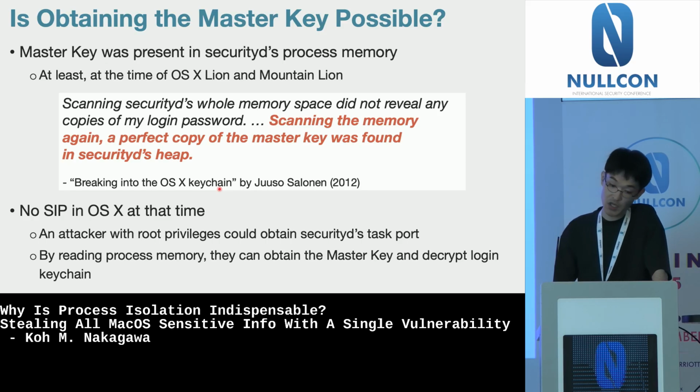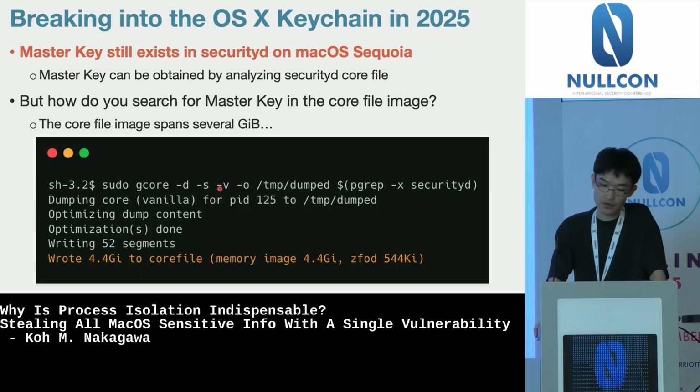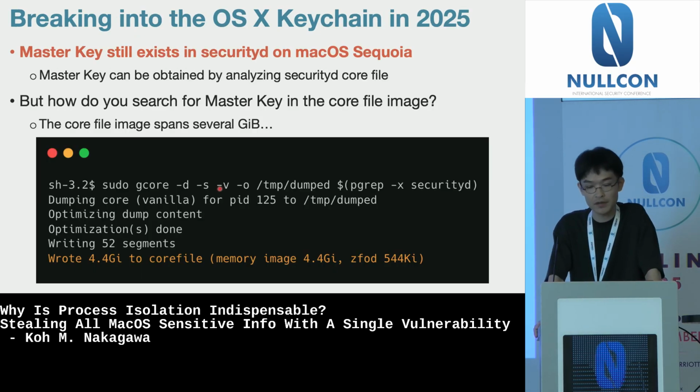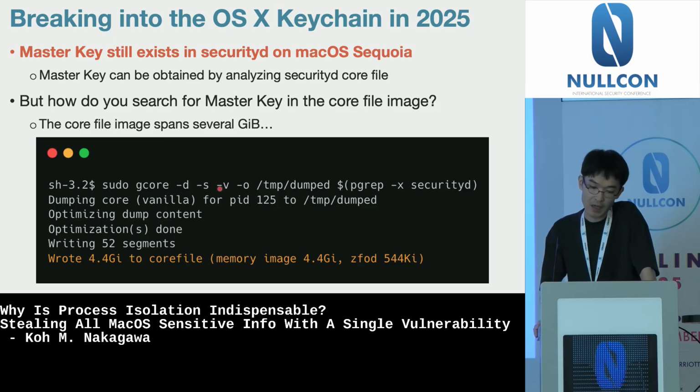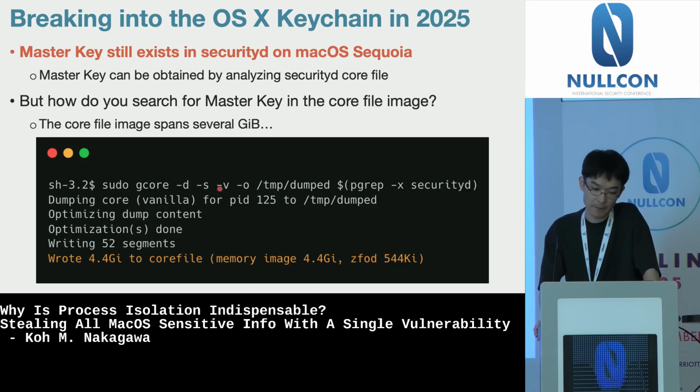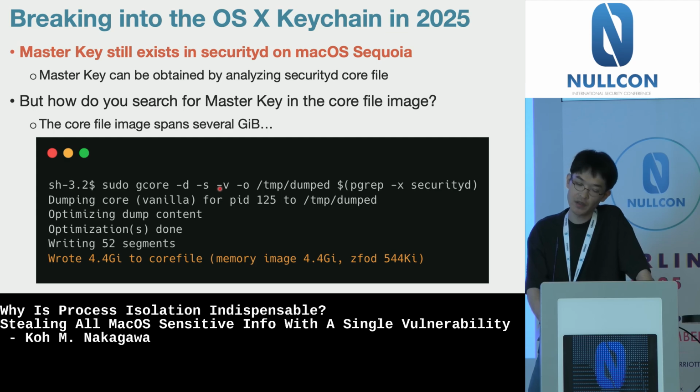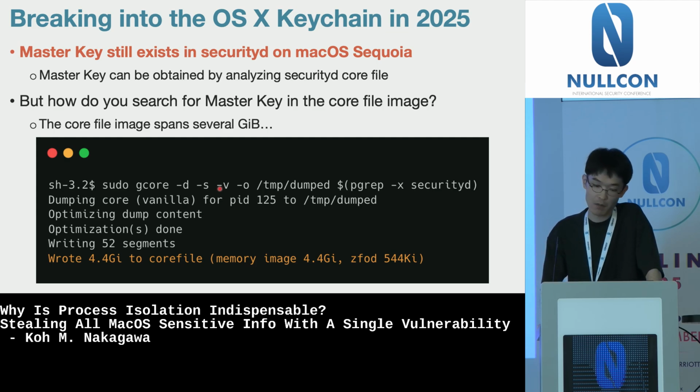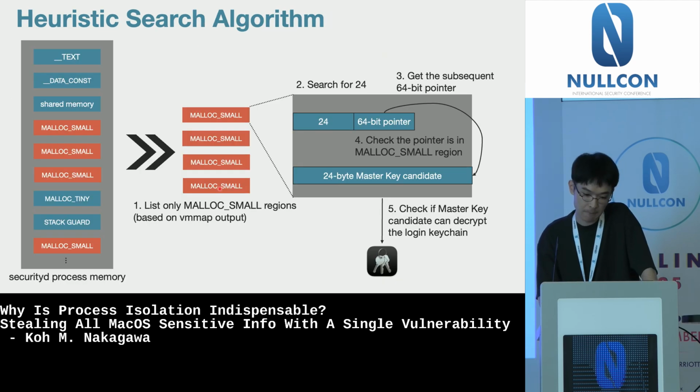even with SIP enabled. So the question is, does the master key still exist in securityd memory on modern macOS? The answer is yes. I dumped securityd and found an exact copy of the master key. So the challenge then becomes, how do we locate a 24-byte master key in a multi-gigabyte core image?